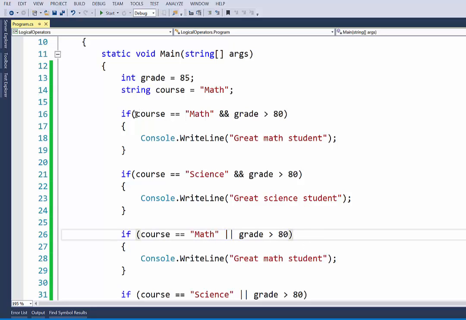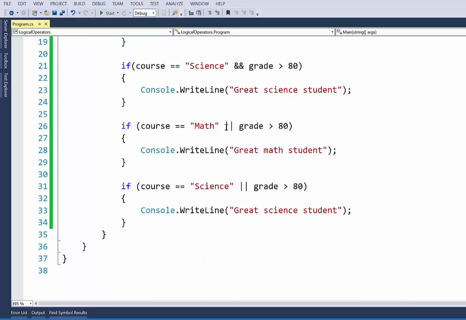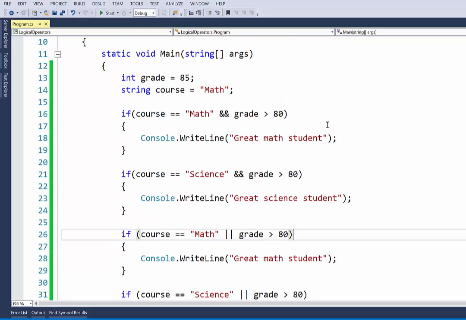With a conditional AND statement, we have two of our logical conditions that we're used to seeing. In this case, if a course value is equal to math, and if a grade is greater than 80. In a conditional AND case, both sides of this condition must be true in order for the entire if statement to evaluate to true. In a conditional OR statement, one side or the other can evaluate to true in order for the entire if statement to be evaluated to true.